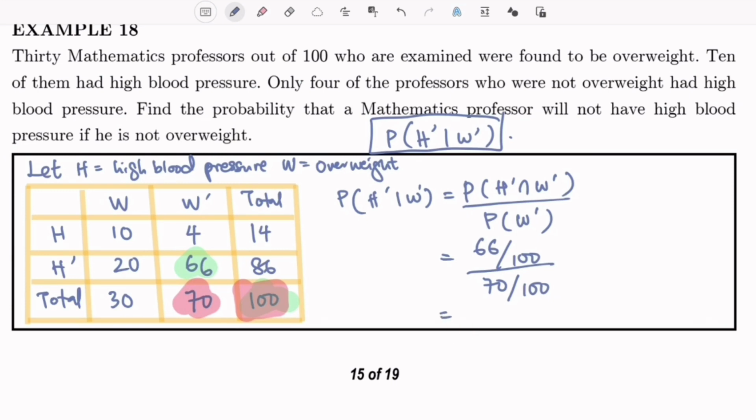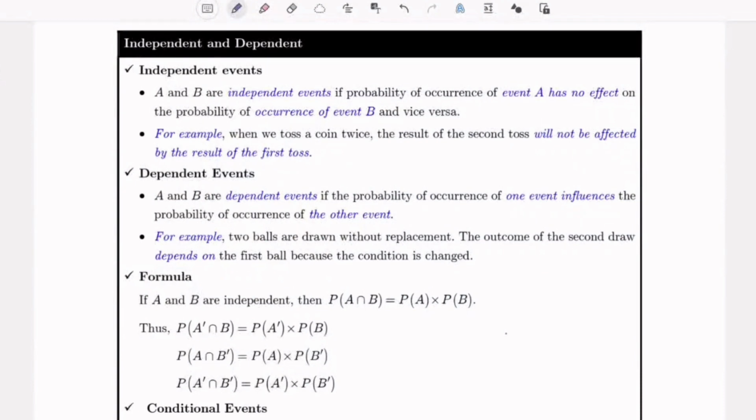Simplify and you get 33 over 35. Page 16, independent and dependent.